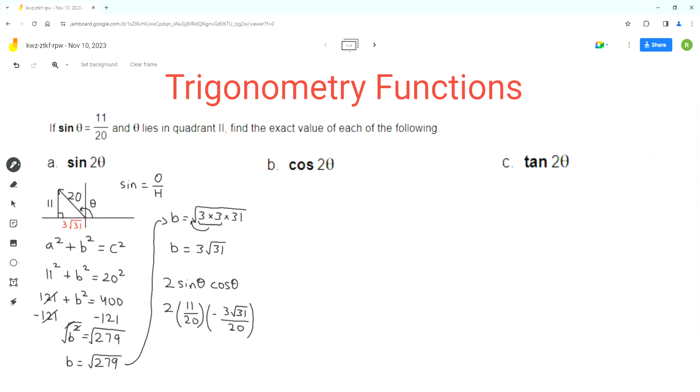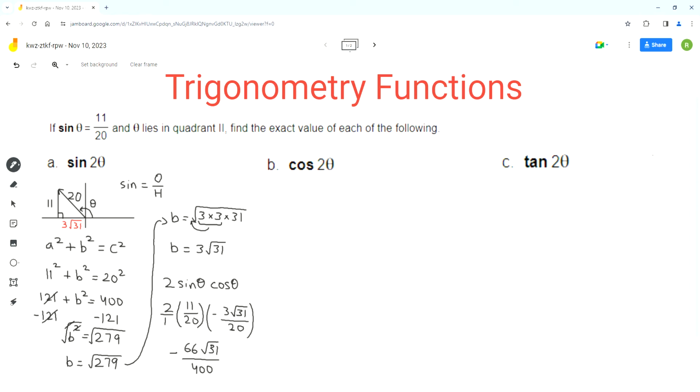So when we multiply fractions, we multiply the numerator numbers and the denominator numbers. So for 2, the denominator is 1. So we have to do 2 times 11 times negative 3, which is equal to negative 66 times square root of 31 over. Now in the denominator, we have to do 1 times 20 times 20, which is equal to 400.